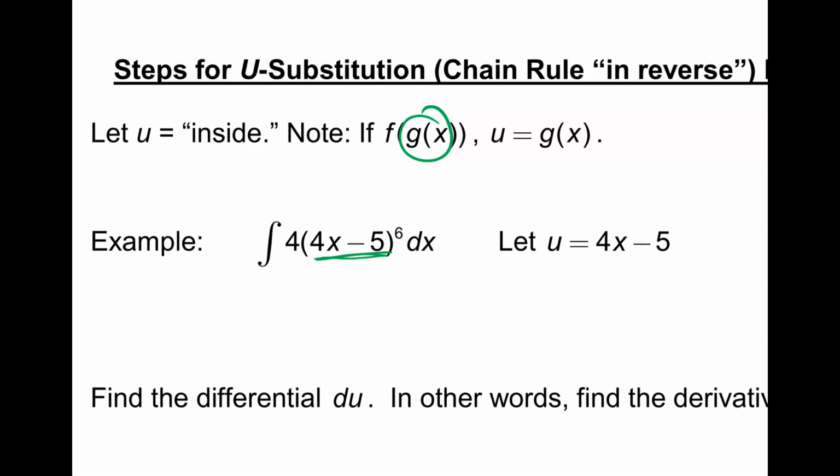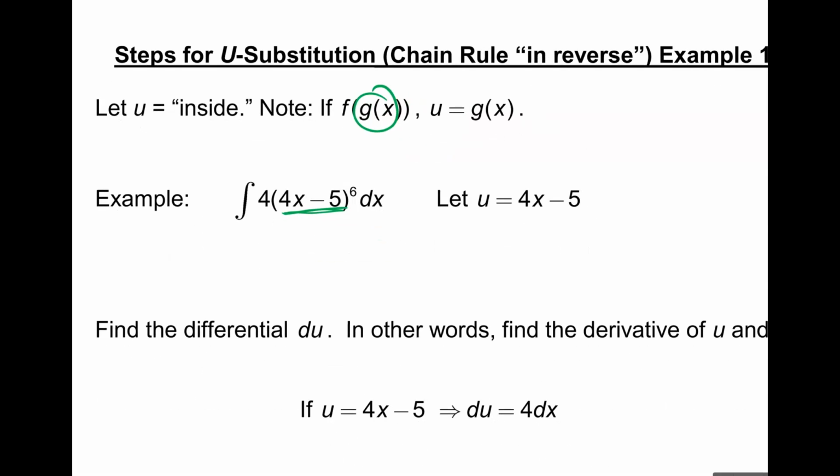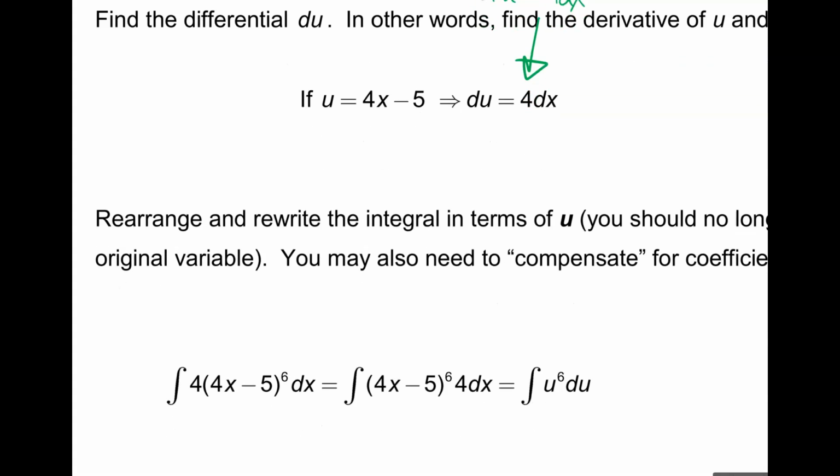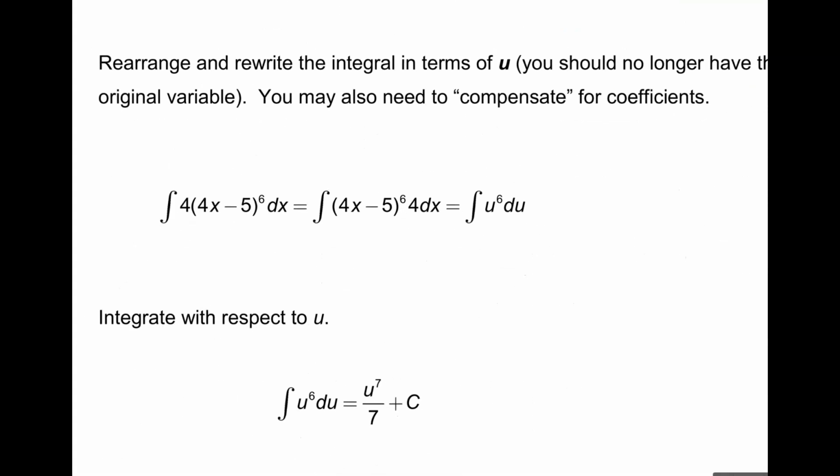Now, I want to take the differential, all right? If u is 4x minus 5, du dx, taking the derivative with respect to x, the derivative with respect to x is going to be 4. If you multiply by dx on both sides, you get du is equal to 4 times dx, which is what this is doing right here. Okay, so far so good.